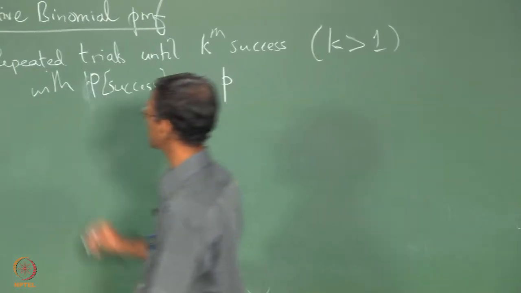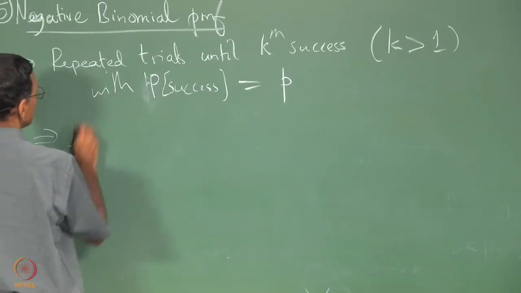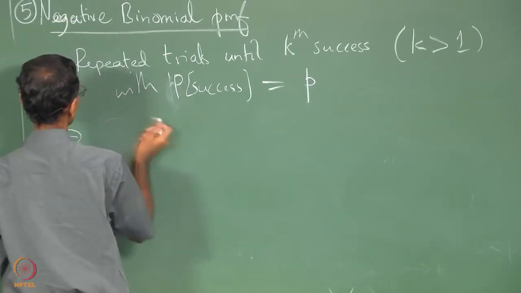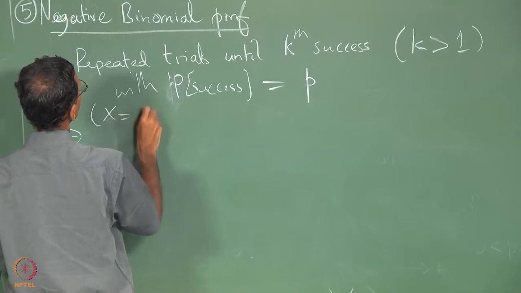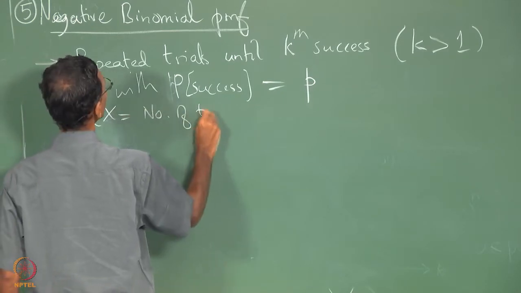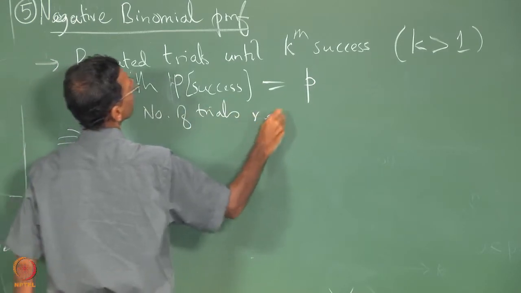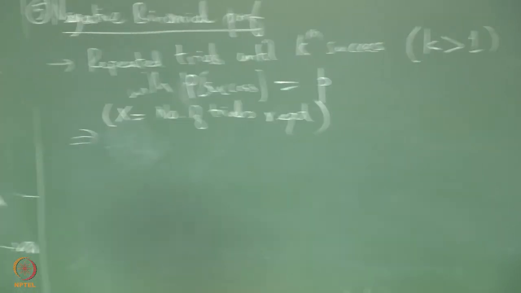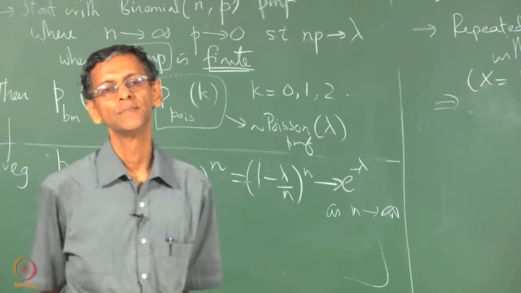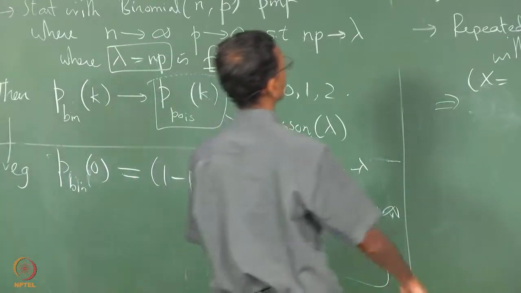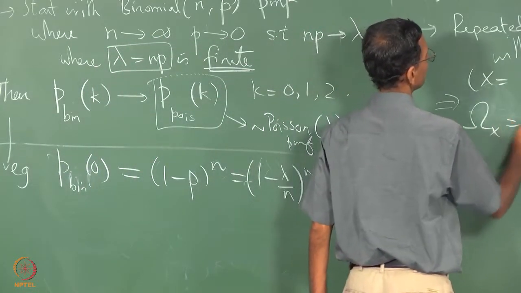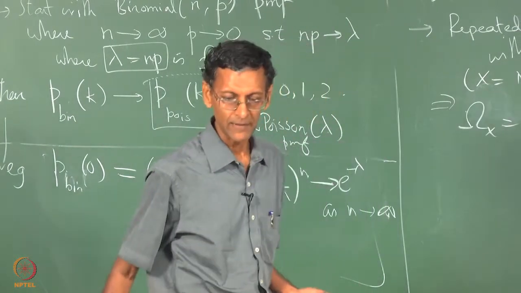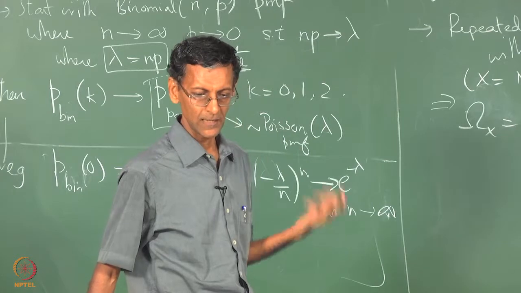So what happens to omega x, right? The range space. So what is x first of all? X is the number of trials required, right? That is a random variable, x. So what is omega x? You need at least k trials, right, to get k successes. So it has to start from k.